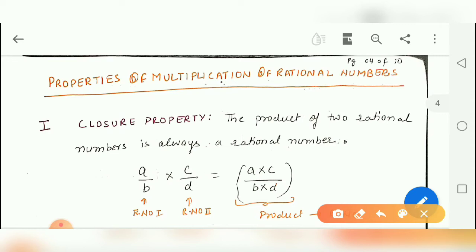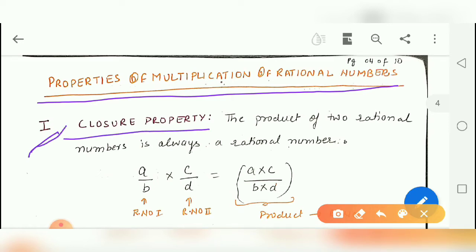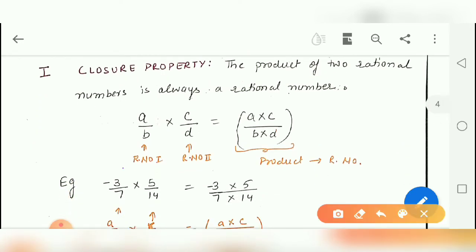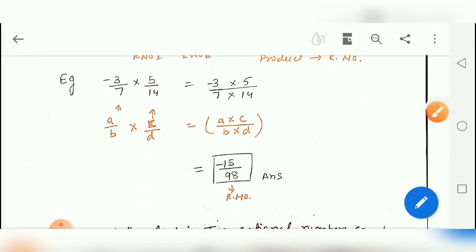Now let us start with the properties of rational numbers. Our first property is the closure property. What does it say? It says that the product of two rational numbers is always a rational number. If a upon b and c upon d are two rational numbers and we multiply them, their product will be a rational number. Let us understand this with an example.